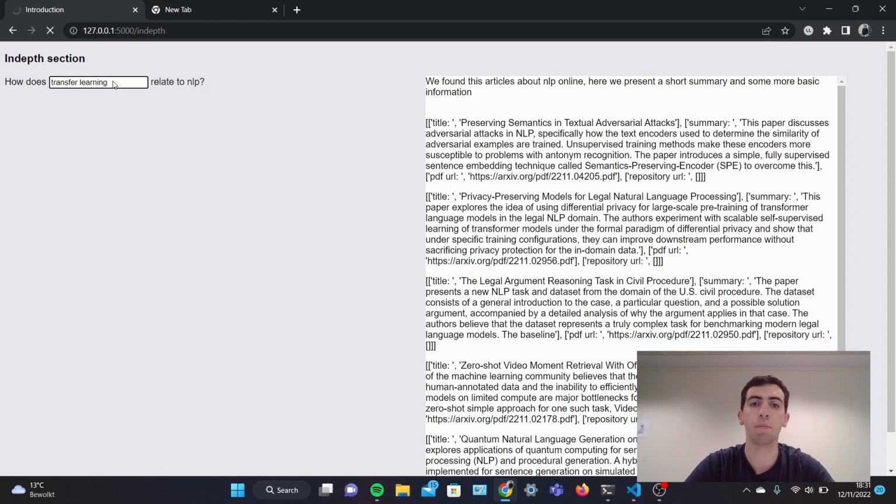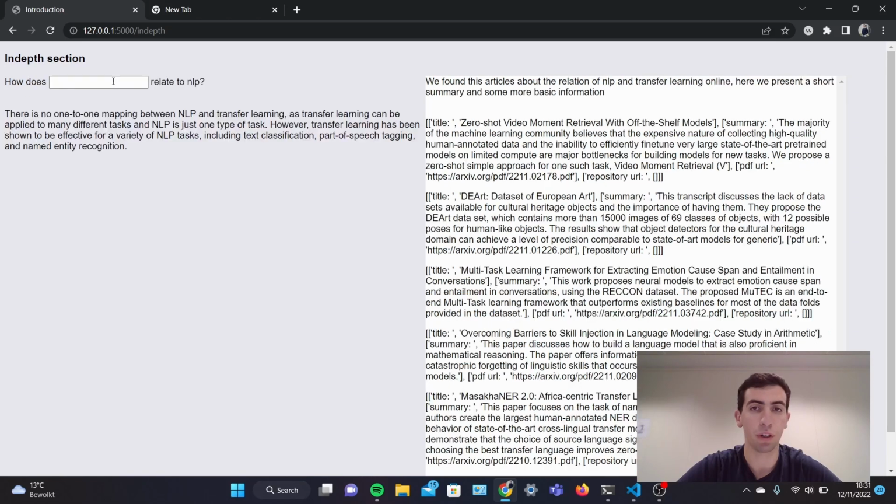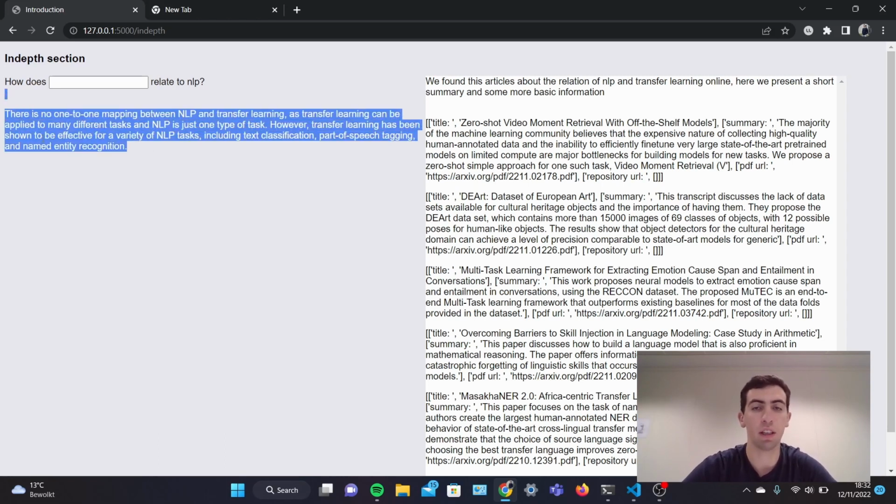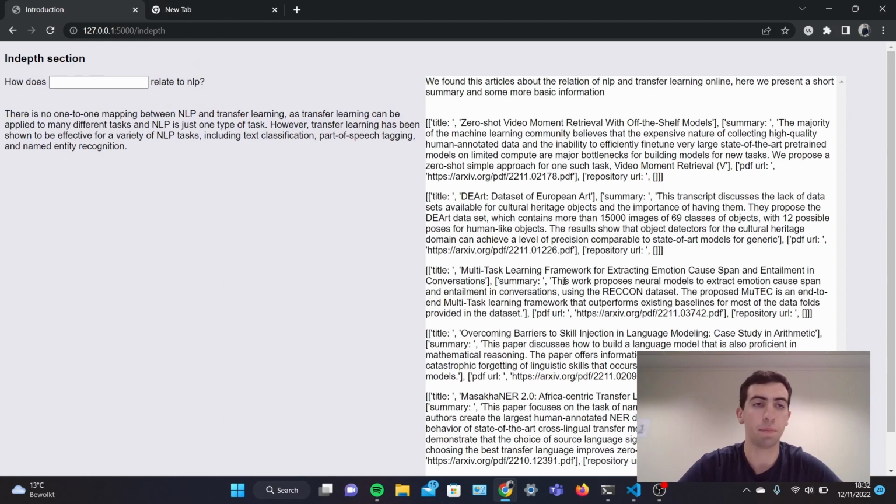And now the page is gonna load again, and it will find articles regarding NLP and transfer learning. And it's also gonna give a description of how the two topics are related to each other. So if we give it a second, it will work. Okay, there is no one-to-one mapping between NLP and transfer learning. This is the description generated by artificial intelligence, by these big language models. These are other articles, of course. And yeah, this is the website I was talking about. And yeah, let me know what you think about it.